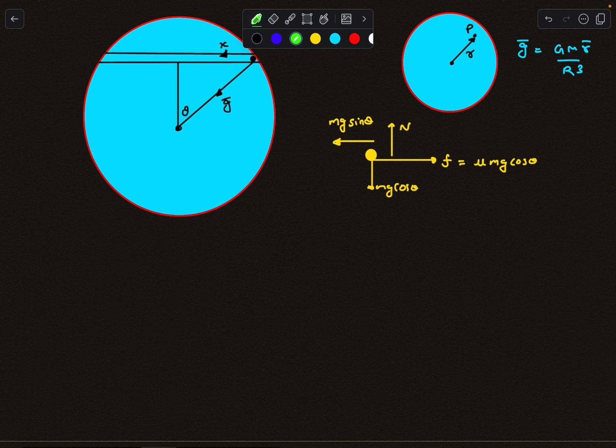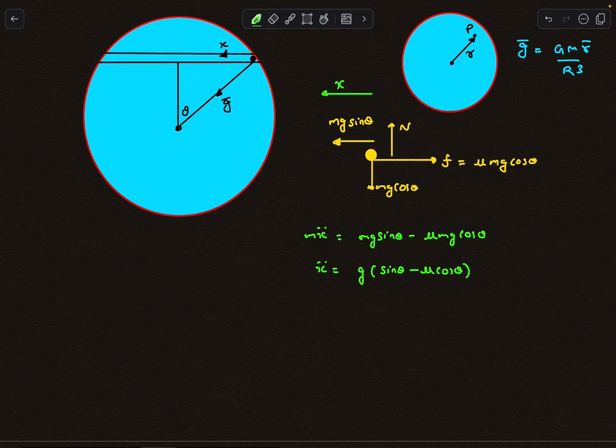Now let's write down the equation of motion in the x direction. We can say m x double dot equals mg sine theta minus mu mg cos theta. From here, this is the expression for the acceleration. As we can see, theta is decreasing as the motion progresses, which means sine theta will go down and cos theta will go up.